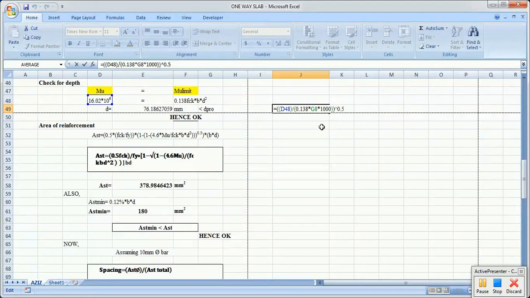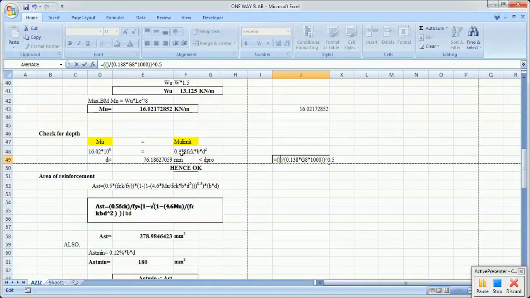Mu, so we have got it as 16.08, that's why we are getting. So I'll click this into 10 raised to 6. I will see mu divided by 0.13 FCKB. Yes, so we got the same answer.